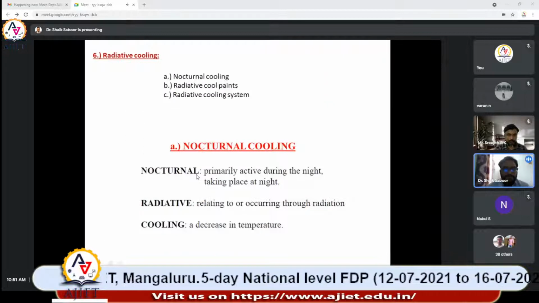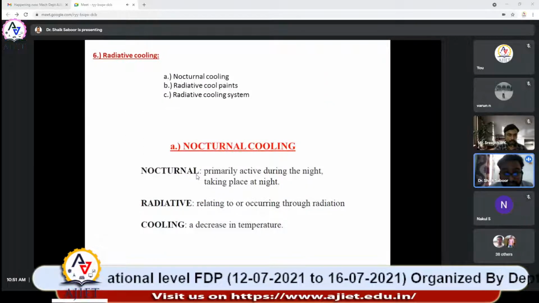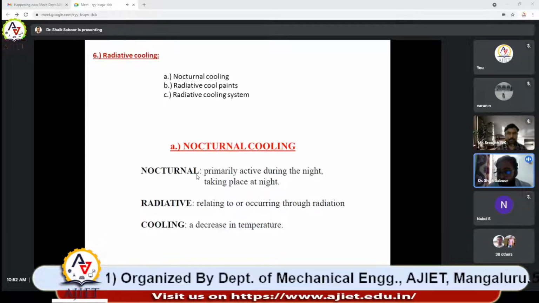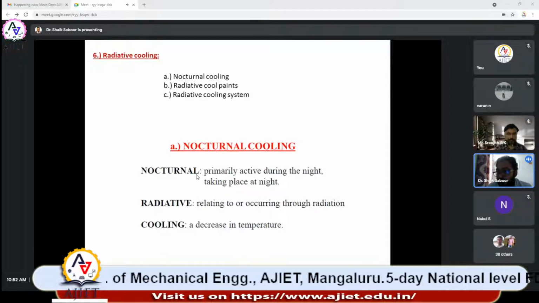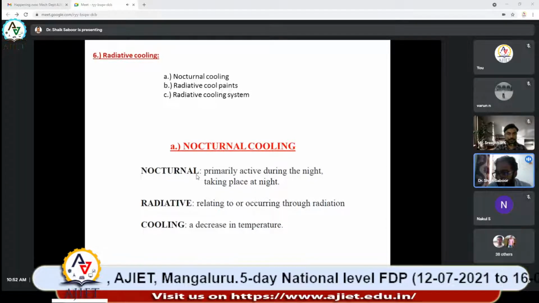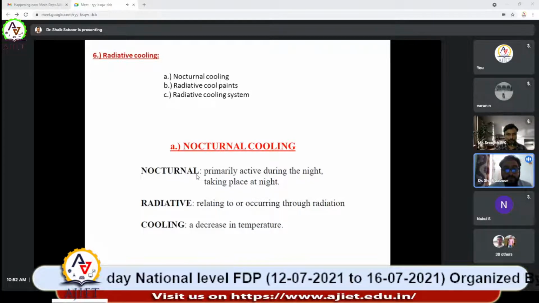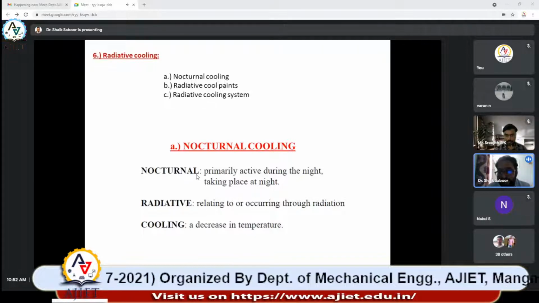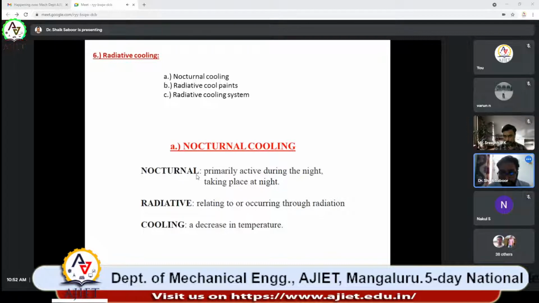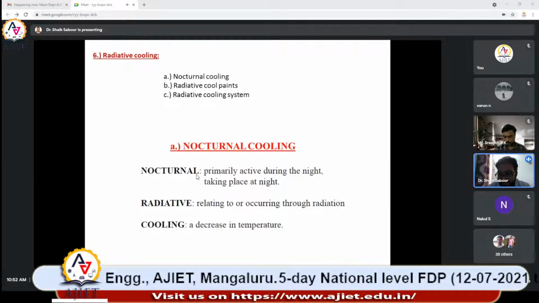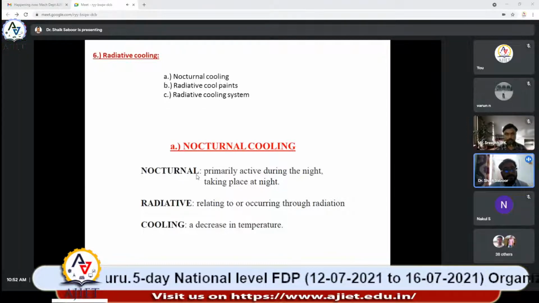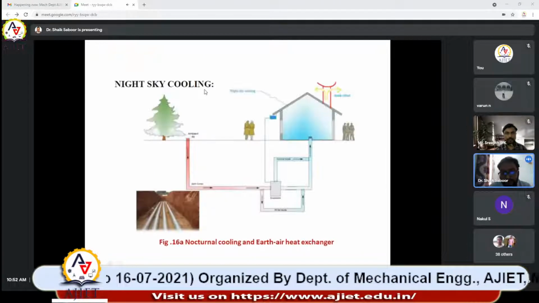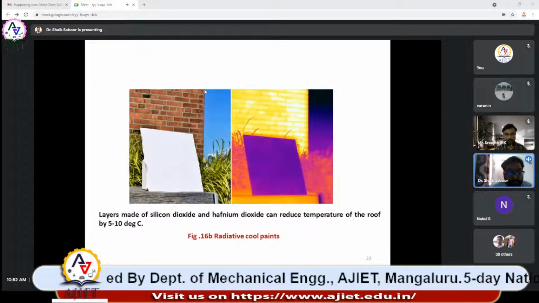Similarly, we have radiative cooling techniques as well, where we have nocturnal cooling. Even in olden days, people used to produce ice when there were no refrigerators, with the help of nocturnal cooling, radiative cooling, which we discussed just now. Because of the stratosphere at minus 30 degrees centigrade, we are able to cool the water. They even used to produce ice with that technique. So this is another technique. Another technique that we have is radiative cool paints. Radiative cool paints play a very, very important role.